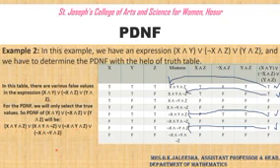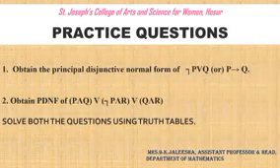So the final thing: as we have three variables in each bracket, we have three variables either in x, y, z form or in its negation form. So this is called the PDNF of the given question.